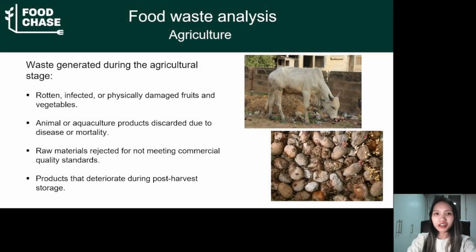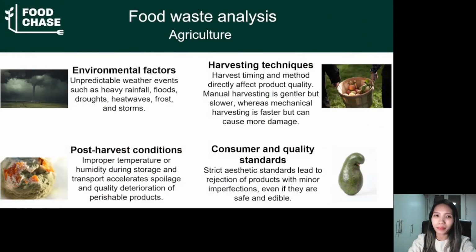At the agriculture stage, the waste or loss can be anything that is rotten, spoiled, or infected by disease. And sometimes edible raw material can be rejected because they do not meet the commercial quality standard. Extreme environmental events like heavy rain, floods, heat waves, or storms can directly or indirectly damage the plant, the fruit, or even the livestock.